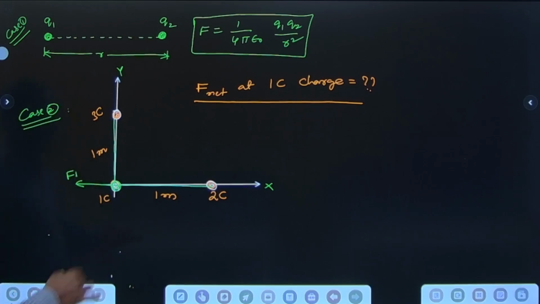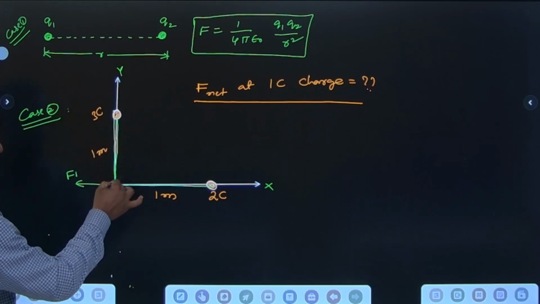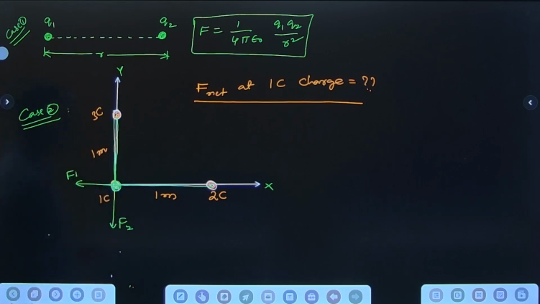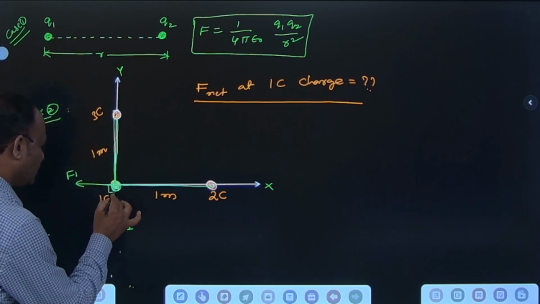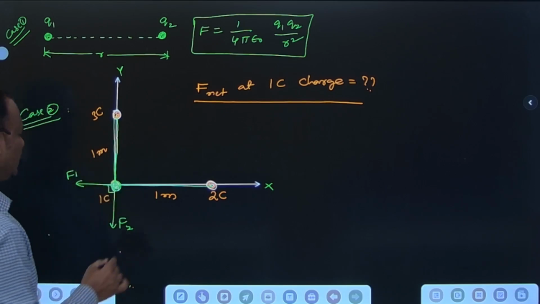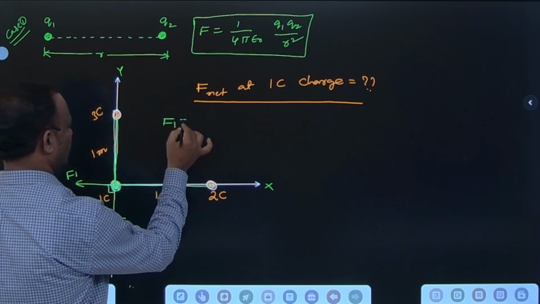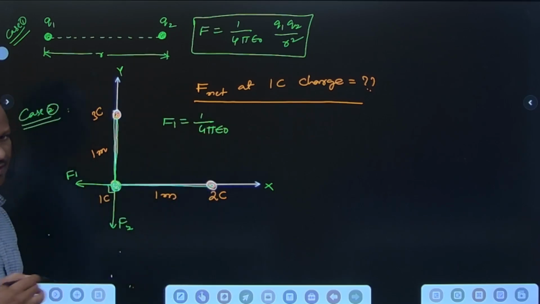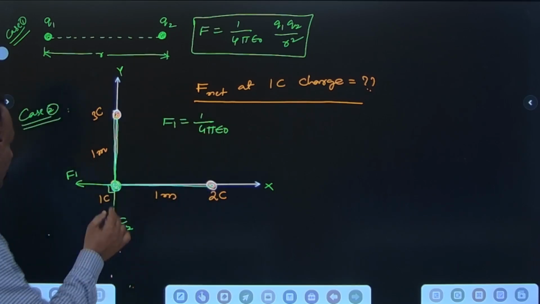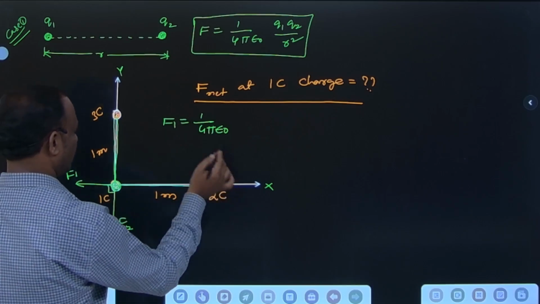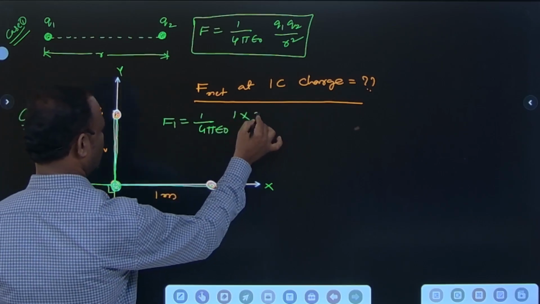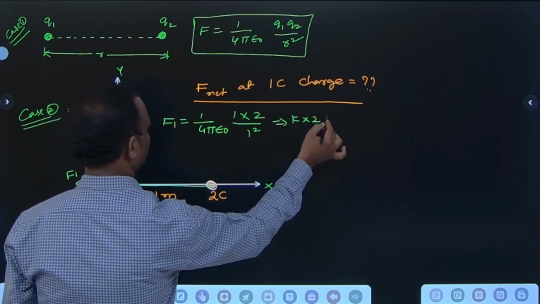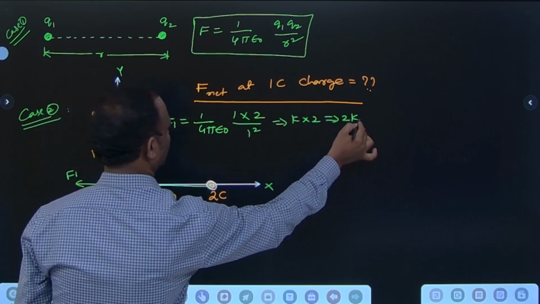Let this force be F1. And the next one, between these two, repulsive, it's F2. Correct? So what is the angle between these two forces? 90 degrees. First, what is F1? F1 is equal to 1 by 4 pi epsilon naught, I can also write K, Q1 Q2, which means 1 into 2 by 1 square. It's K into 2, it's 2K.